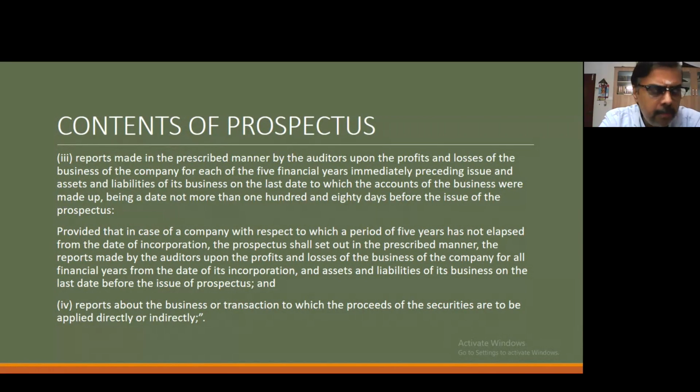Now, whenever you're going to make a public issue, the public issue can be used for, let us say, repaying a loan or for expansion or for starting new businesses. So, for example, when we talk of NICA, when you read the prospectus, you can understand for what purpose they are going to use the proceeds of the issue.